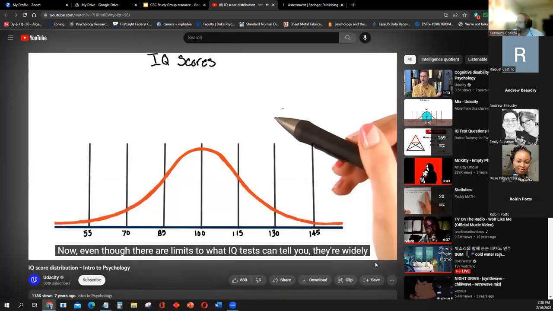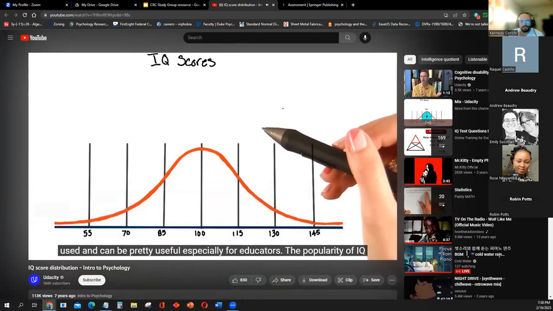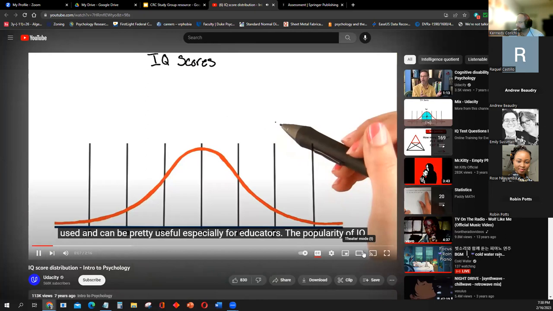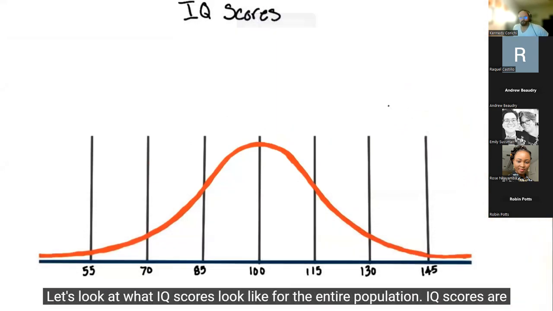No worries. Now there are limits to what IQ tests can tell you. They're widely used, pretty useful, especially for educators. The popularity of IQ tests has given us extensive knowledge of the range of IQ scores. Let's look at what IQ scores look like for the entire population.